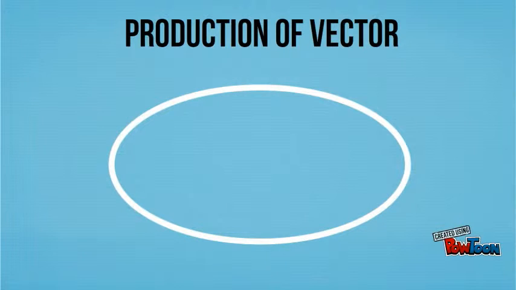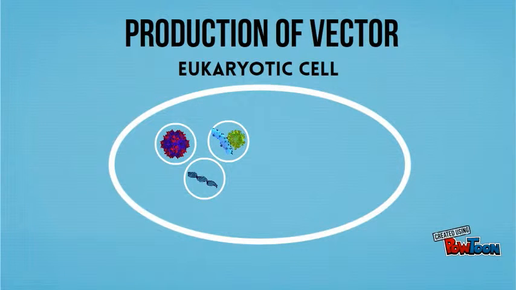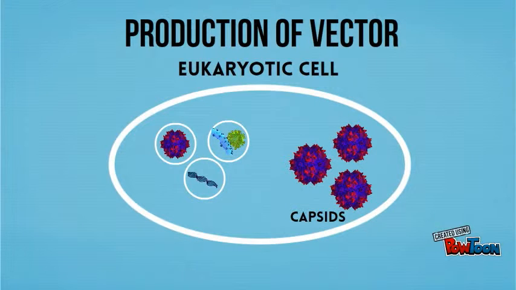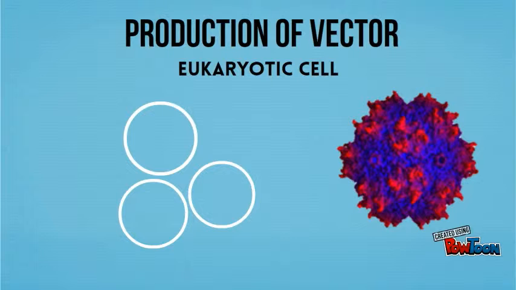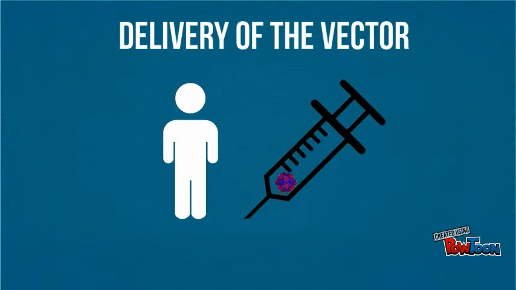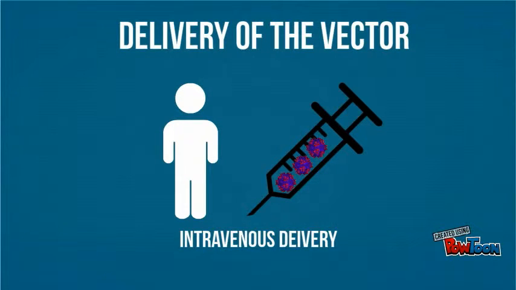These three plasmids were then placed into a eukaryotic cell, which acts as a virus-producing factory, creating the outer protein shells of the virus, which are known as capsids. The plasmids that are within the cell then migrate into the capsid, creating the AAV8 virus, which is then released from the eukaryotic cell. These genetically engineered AAV8 viruses were then injected intravenously into the hemophilia B patients.